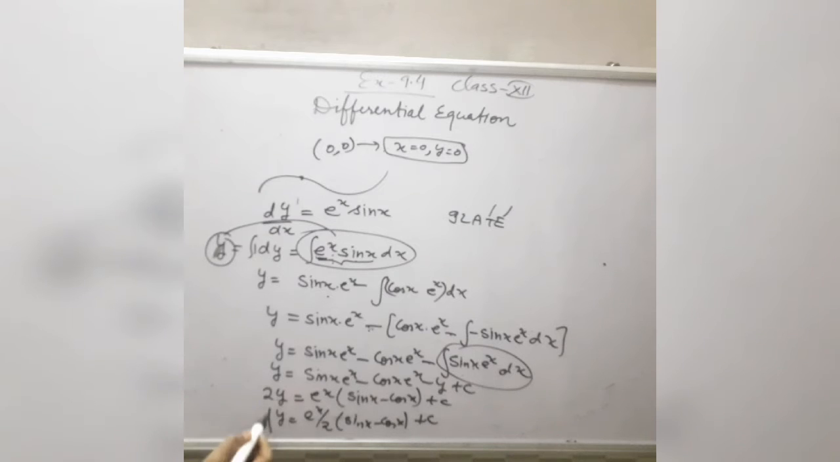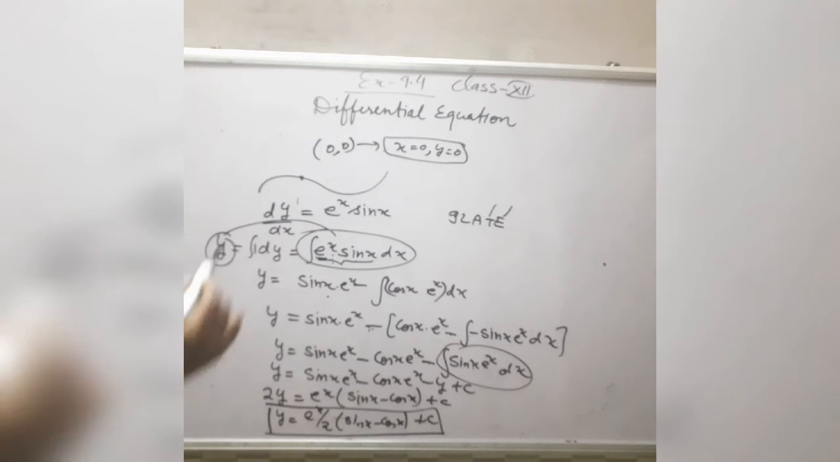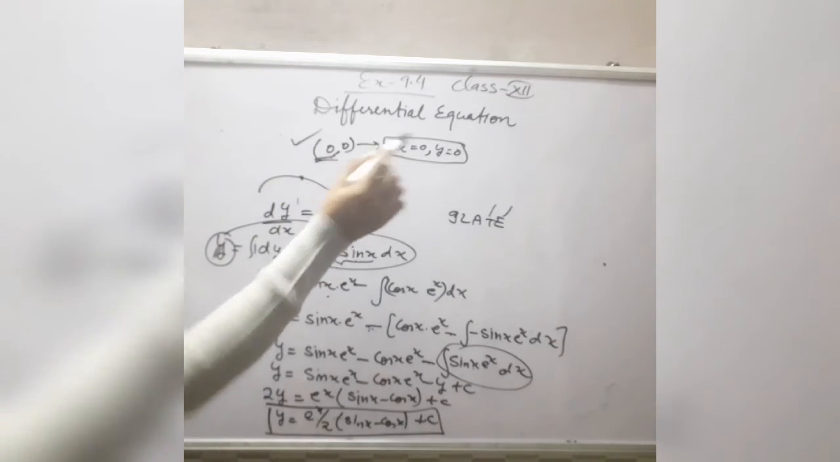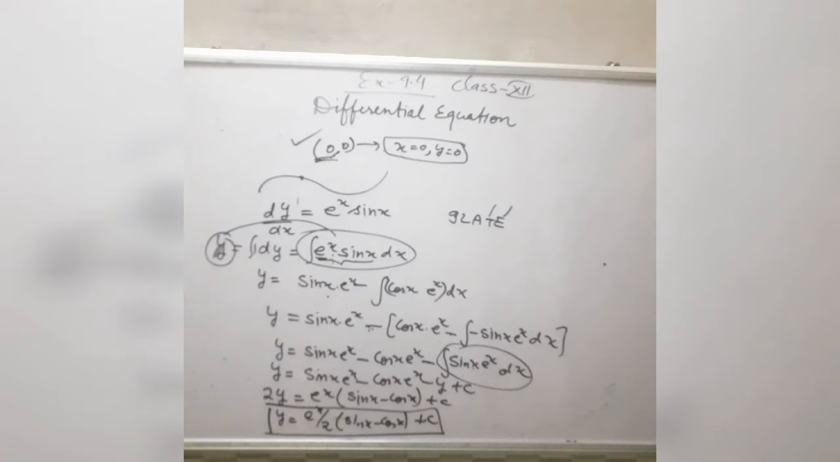So this is the general solution, but we have to find the equation of the curve, which means we will find the particular solution in this case. One point is also given to you: the curve passes through the origin. It means at x equal to 0, the value of y is 0.